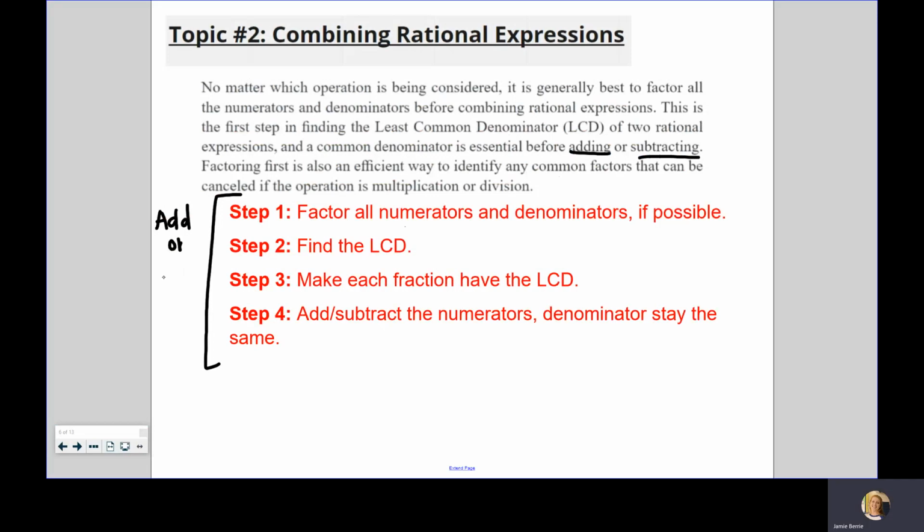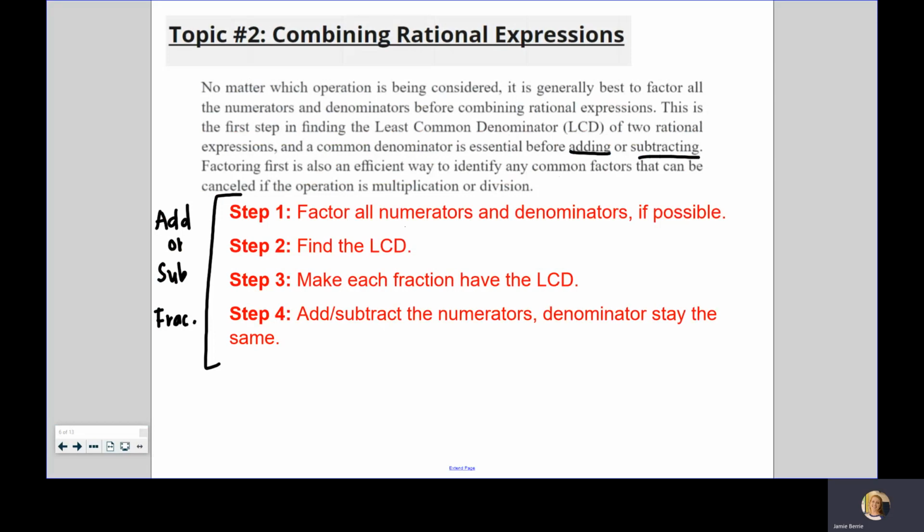Okay, so these are the 4 steps for adding or subtracting fractions. Step 1, if you're adding or subtracting fractions, you factor all the numerators and denominators if you can. Sometimes you'll get lucky and you'll get a really simple numerator or denominator and you won't have to factor. So once you've got everything factored, you can find the least common denominator.